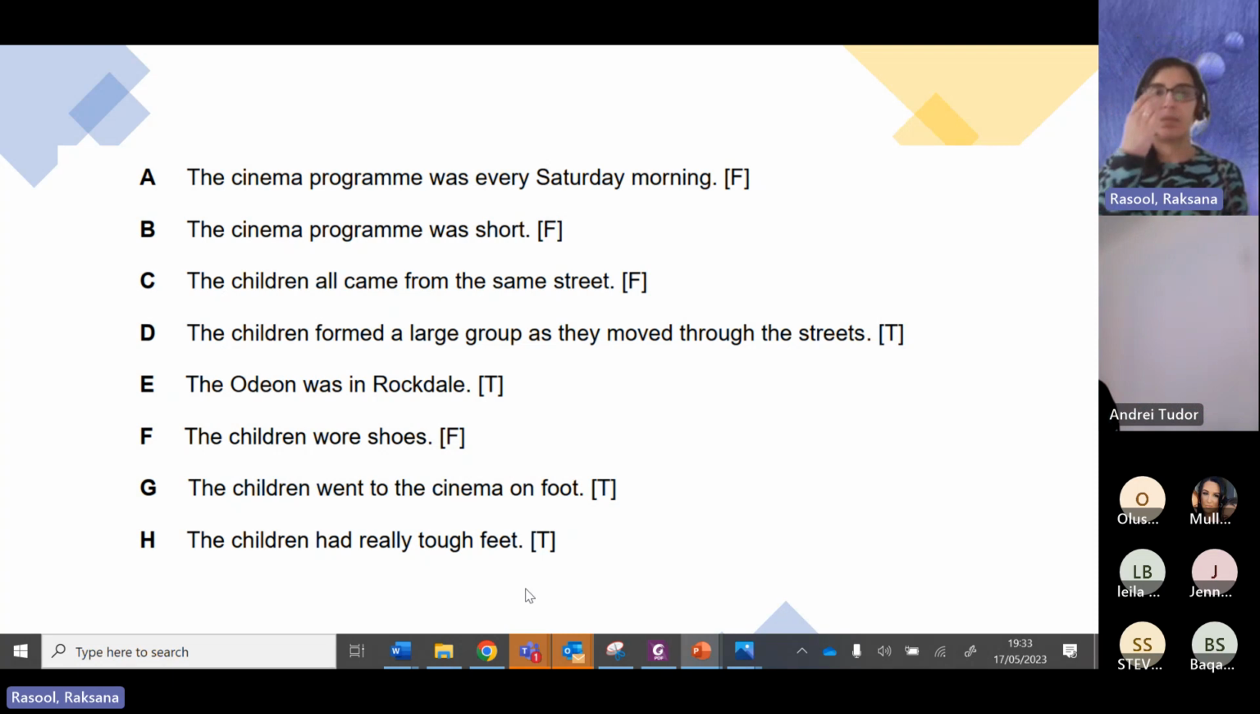Okay. Sometimes, very rarely, they will try and trick you. They'll give you part of the sentence that's true, and you read the opening and you think, yeah, that's right, and the second half of it won't be. A bit like this one: the cinema program was every Saturday morning. You look at "the program was every Saturday" and you think that's true, and it's afternoon, not morning. So just be aware of that. But nice, easy four marks straight away there.